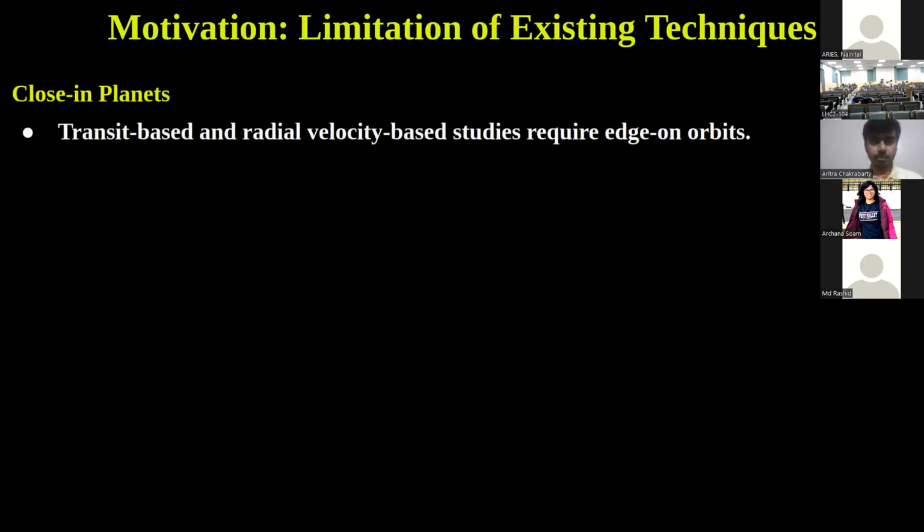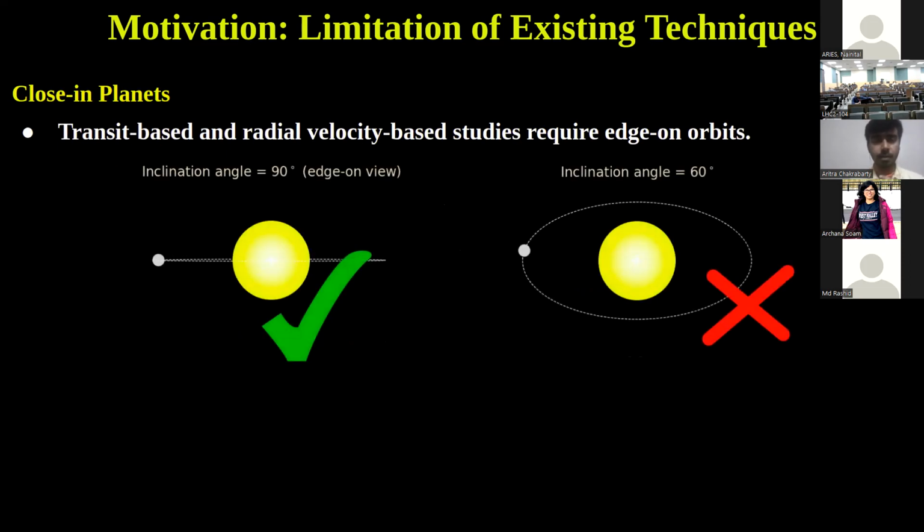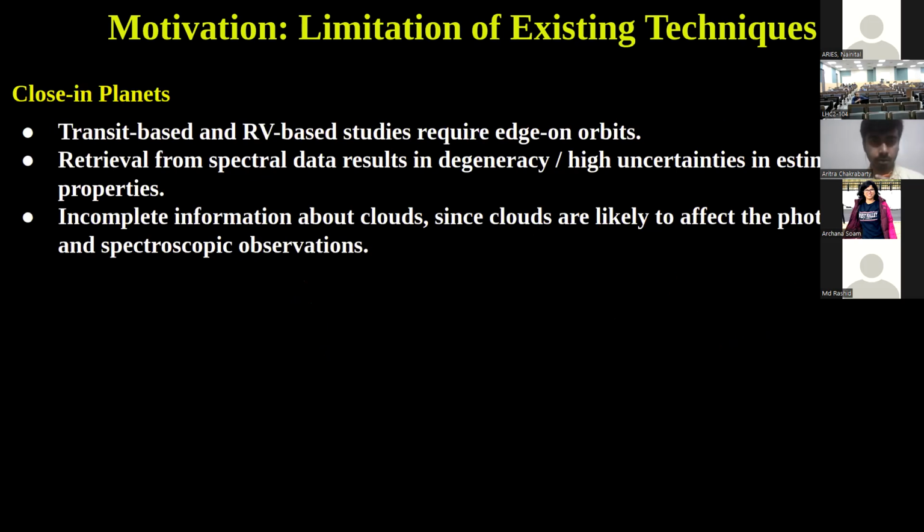Now, what are the limitations that we have with these techniques? For the close-in planets, the most popular techniques are transit-based and radial velocity-based studies, and they require that the orbital inclinations are highly edge-on, close to 90 degrees. If it is away from 90 degrees, then it's not possible. And also, while retrieving the properties using a retrieval technique from the spectral data, we find either high degeneracy among the estimated parameters, or high uncertainties in the parameters because of the high error bar in the data.